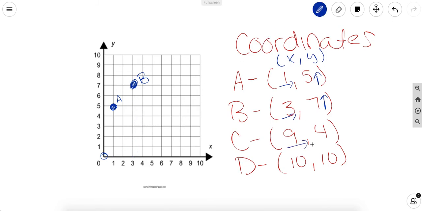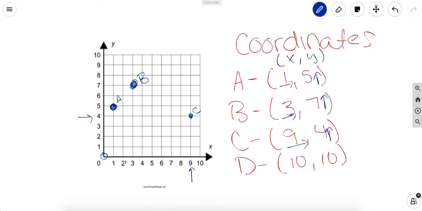For C, same idea. We're going to go over to 9 on the x, okay? Notice how I didn't have to do the jumpies because I just looked at my x line and said, all right, here's 9. And then I need to go up 4. So I need to look and see where my 4 is. And what I would do is just try to find where the 9 and the 4 connect. And the 9 and the 4 connect right here. Okay, 9 and then 4. That'd be C.